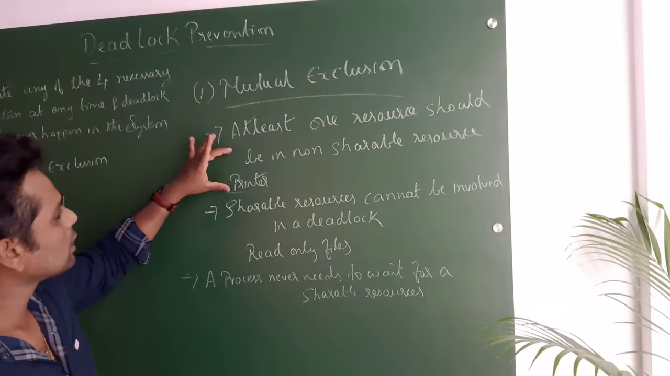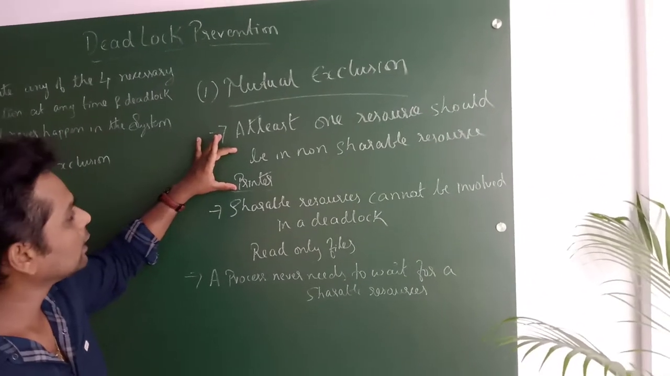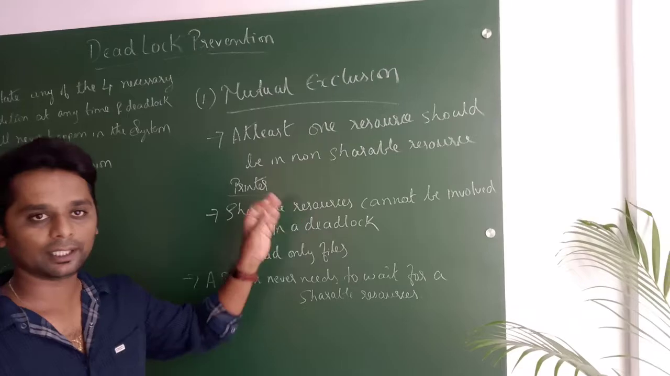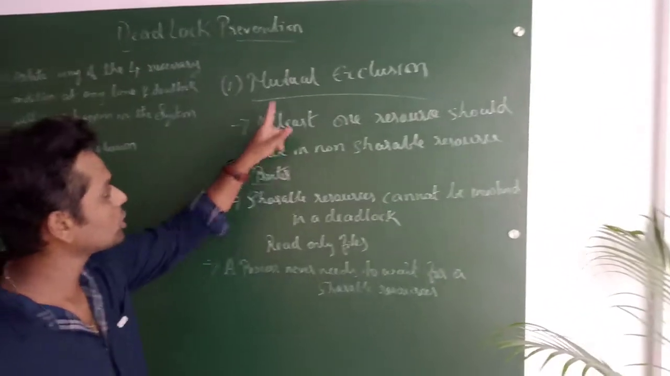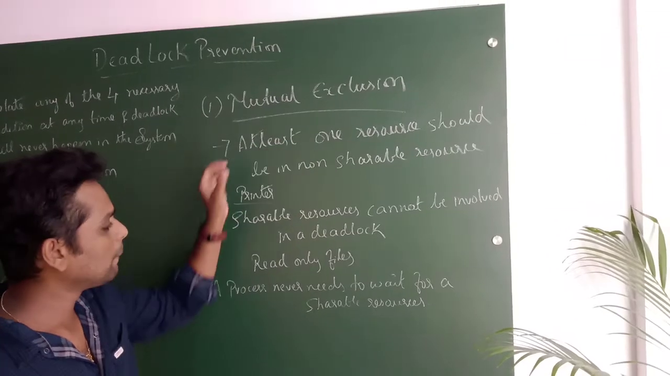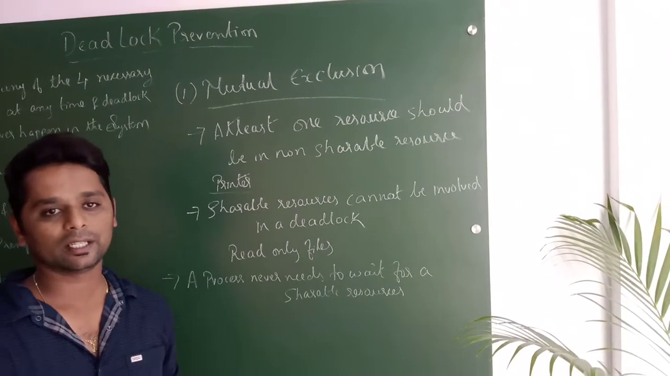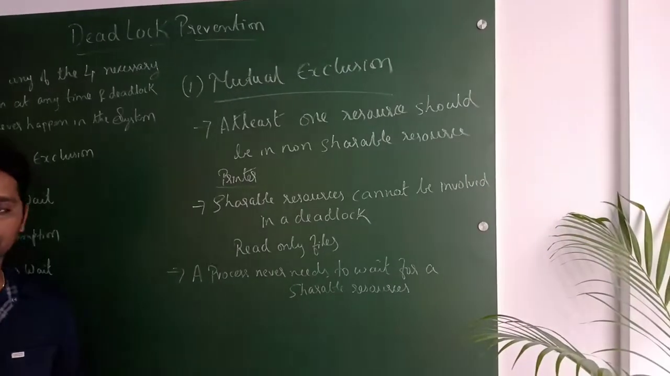Sometimes it is unimplementable. Like a printer or scanner, it will be in non-shareable mode itself. That's it. So in simple terms, in mutual exclusion, we can avoid this by making the resource a shareable resource.